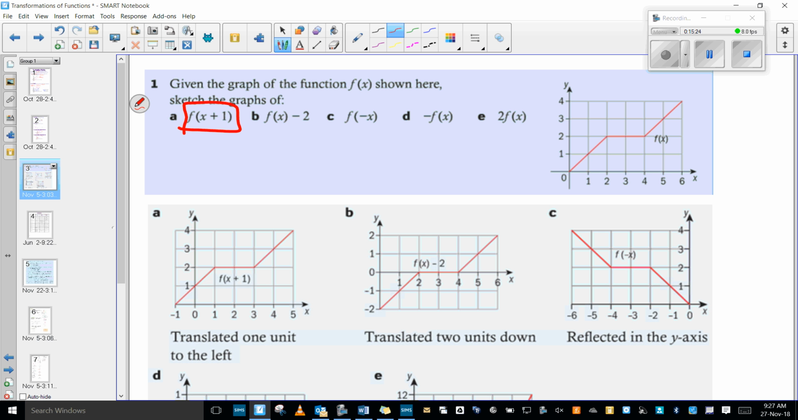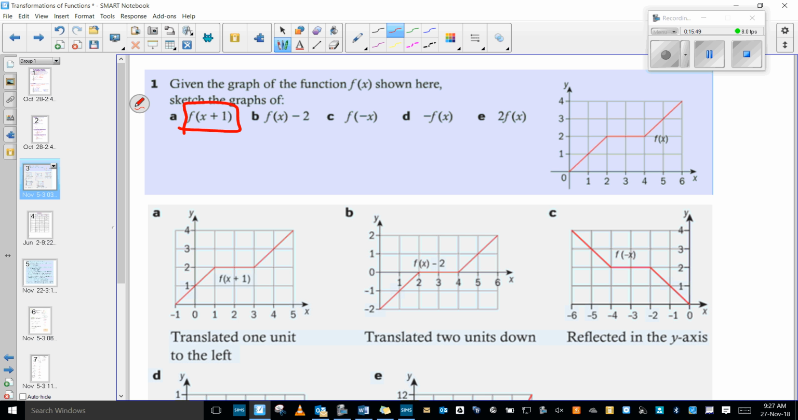f of x minus 2. So our original function, subtract 2. Of course, the previous one was in a bracket, so that was a left and a right. This one's stuck on the end, so this one's going to go down 2 units. Again, we were all above the x-axis here, but look now, we've shifted down 2 units. And that's all that's happened to it, it's shifted down.